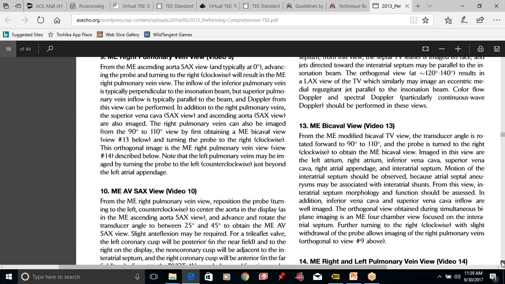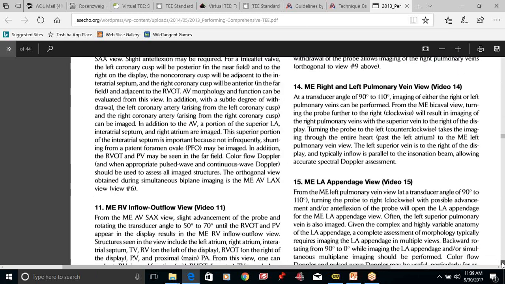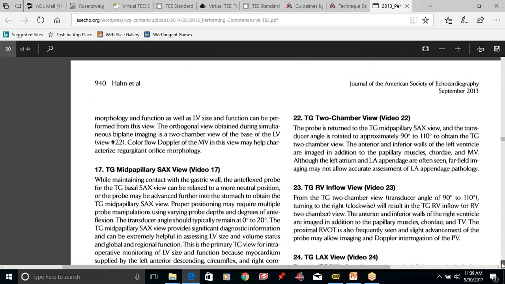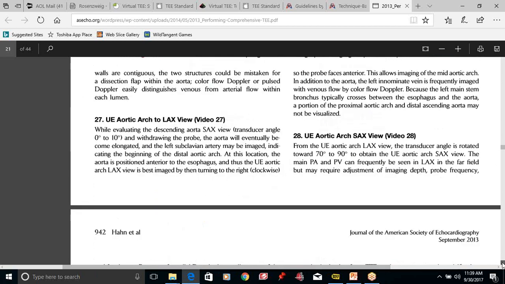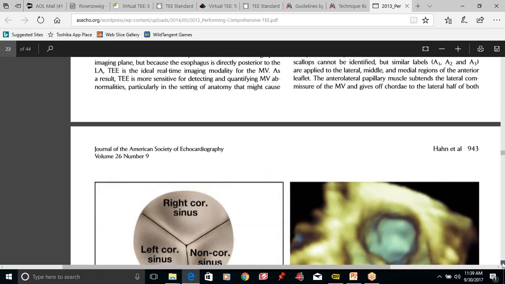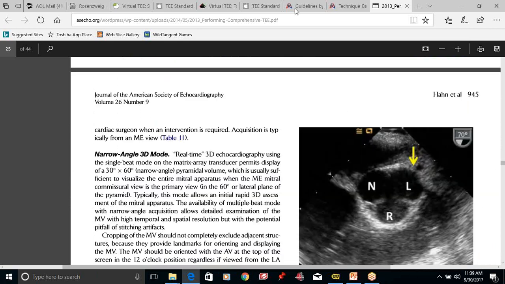Okay, so you can go over this on the American Society of Echo website. Be familiar with it. In your lecture series, you have these. You have the pictures of them. So go over that.